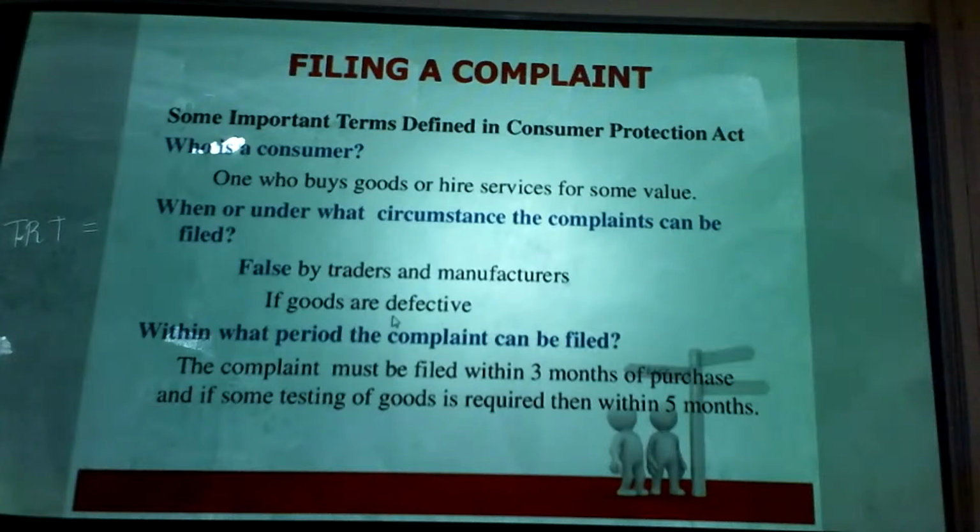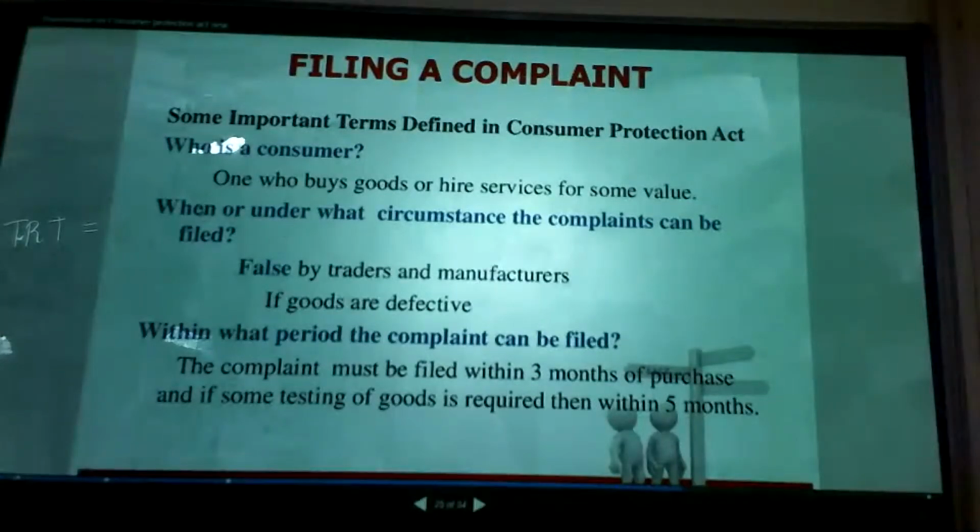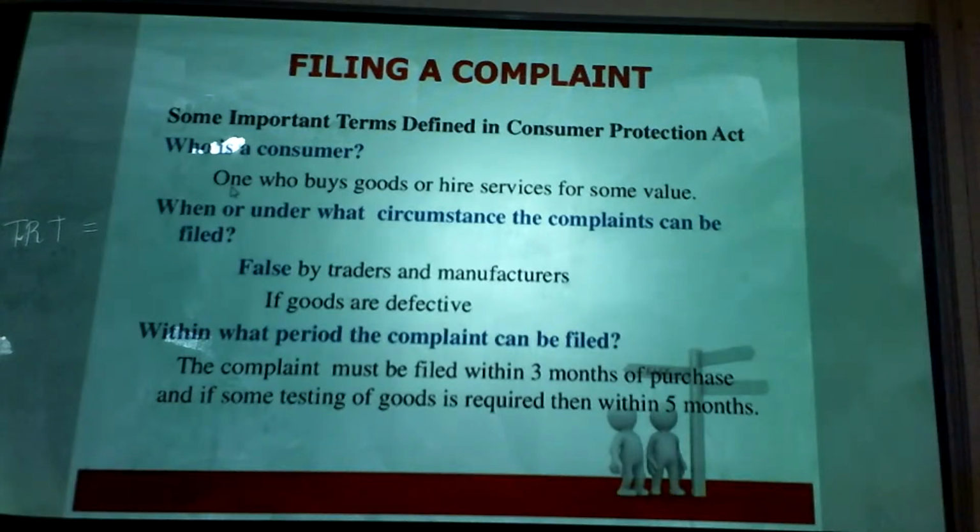That person only has to give the complaint, not a second party or any third party. For example, the first party who receives the goods is able to give the complaint or raise their voice regarding any defective goods received. So that is the major thing.